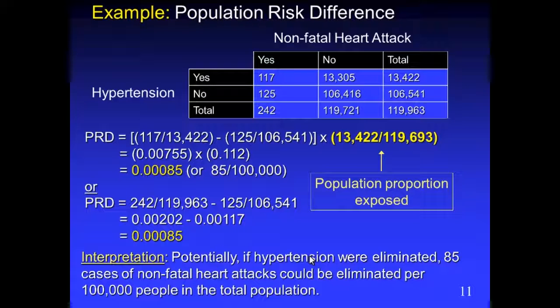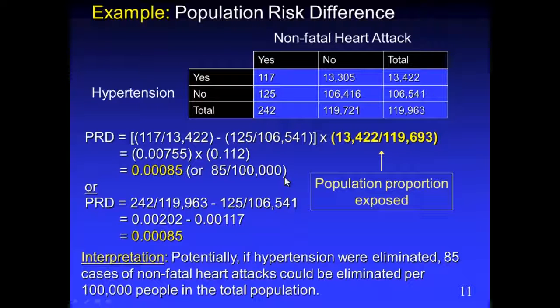So let's apply that to our data that we've already seen for the association between hypertension and non-fatal heart attack in women. Here we have the risk difference. We showed how to calculate this before, and we multiply that by the proportion of the population exposed. We obtain that from the total column in our 2x2 table, the row totals and the grand total, which gives us the proportion in the total population who are exposed, in other words, who have hypertension. So we multiply that by that, and we get an estimate of 85 per 100,000 people.